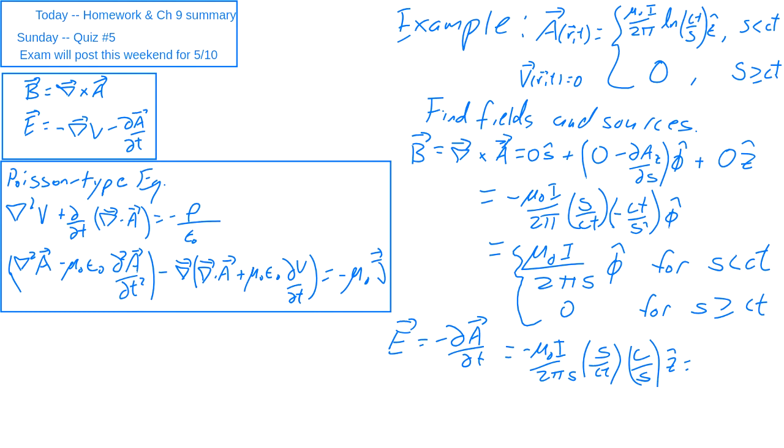So we get minus mu naught I over 2 pi t. The s is canceled; the one thing that hasn't canceled is the t. That's in the z hat direction, and that's for within the accessible region right there. And this is for s less than ct; the first part was for s greater than ct. So, yeah, we've got the field like we have just for a wire, but it's expanding out the region.